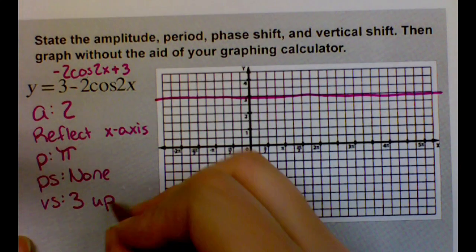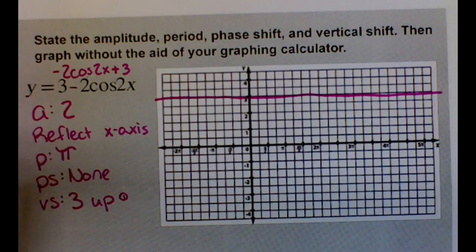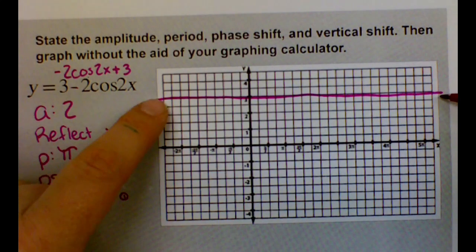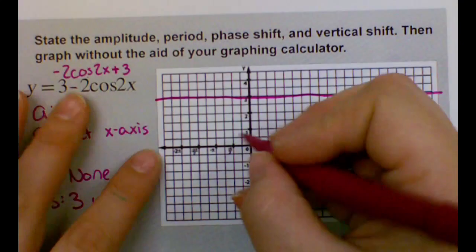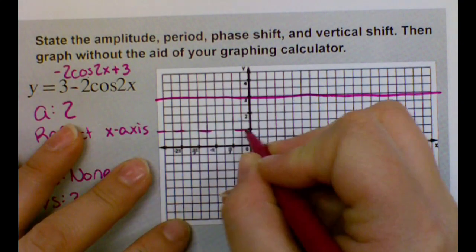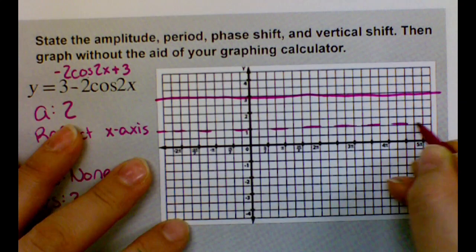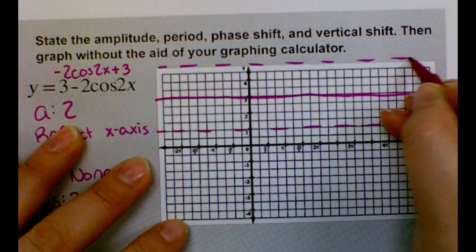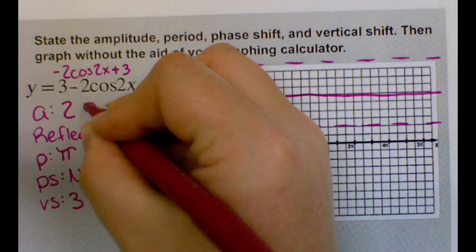All right? Graph that first. Then I deal with my amplitude. My amplitude's 2. That means from this line, I go 2 above and 2 below. So I'll go down to 1, up to 5, which goes off my graph, my bad. All right, so that's the second thing I do.